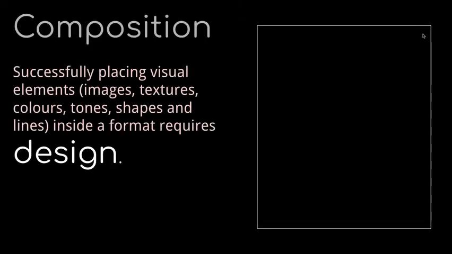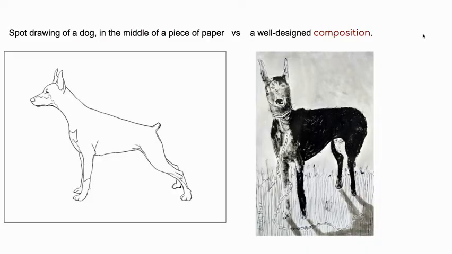So that's what composition is. It involves successfully placing visual elements inside a format, and that requires design. So visual elements are things like images and textures, colors, values, shapes, lines. And so as an artist, you have to decide where these visual elements go inside that box, and that's design. Now, consider this to better understand what I mean by design.